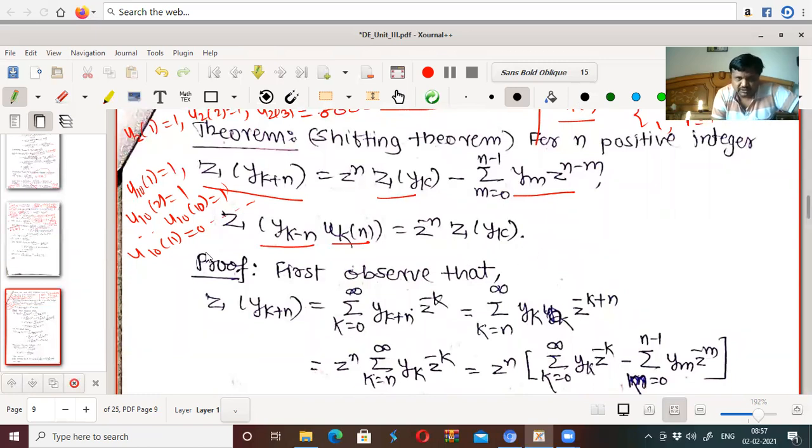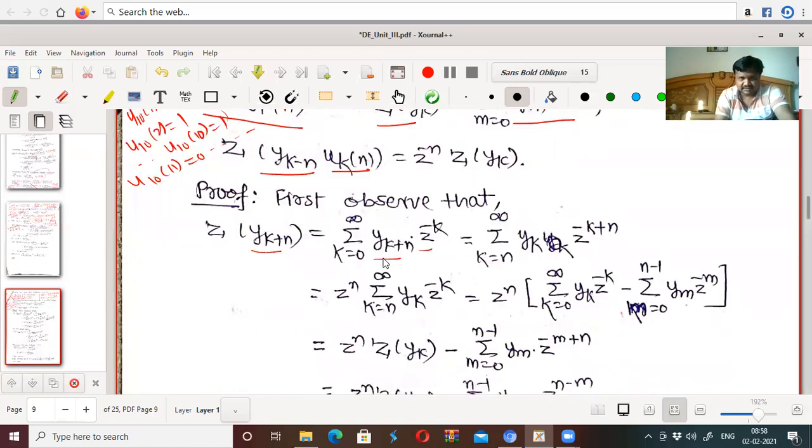Okay, we'll prove these two. First observe that the z transform of y(k+n) is equal to summation from k equal to 0 to infinity y(k+n) z to the power minus k, which is equal to summation from k equal to n to infinity.